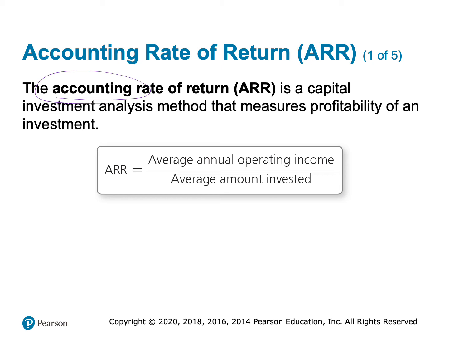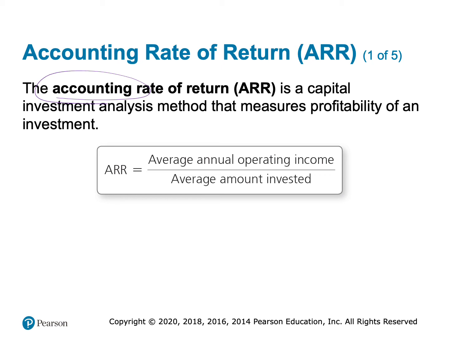So notice that our numerator is annual net operating income, average operating income, divided by the average amount invested. Now here's the thing, we usually don't have the average operating income. That's a GAAP number. That's based on accrual accounting. Accrual accounting says revenues are recorded when they are earned, not when cash is received, and expenses are recorded when they are incurred, not when cash is paid. So we usually don't have this number.